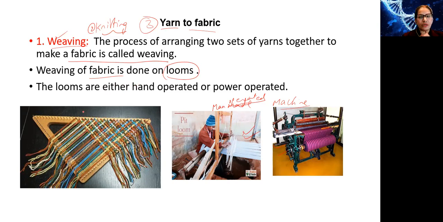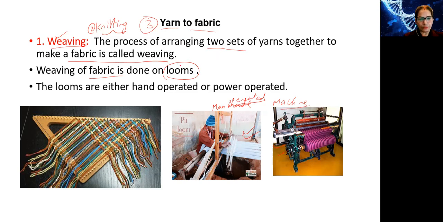You can even try this by making small table mats. If you have the yarn or thread with you, you can try. It is something like plaiting, hair plaiting or braiding. You can make various designs also. You can take various colors of yarns and make a multicolored fabric also. So weaving is the process of arranging 2 sets of yarns together. The keyword here is 2 sets of yarn together to make a fabric.